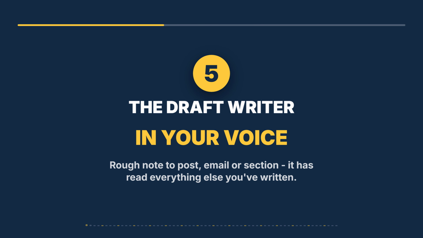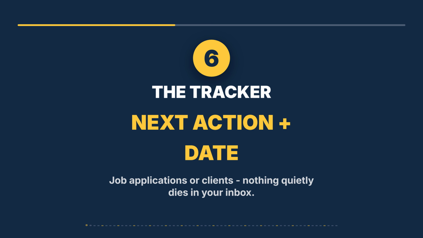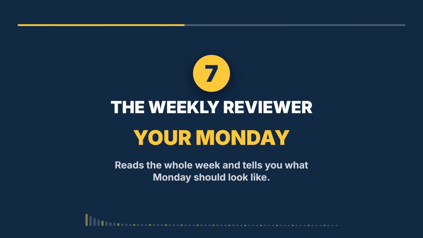Agent 5, the draft writer. It turns a rough note into a post, an email, or a section in your voice, because unlike a blank chat window, it has read everything else you've written. Agent 6, the tracker. Job applications or clients, each one with a next action and a date, so nothing quietly dies in your inbox. And Agent 7, the weekly reviewer. It reads your entire week and tells you what Monday should look like.